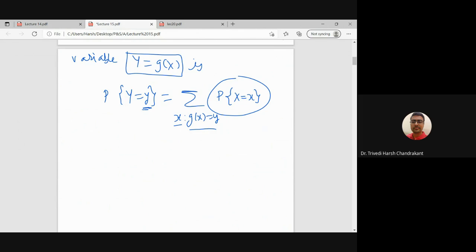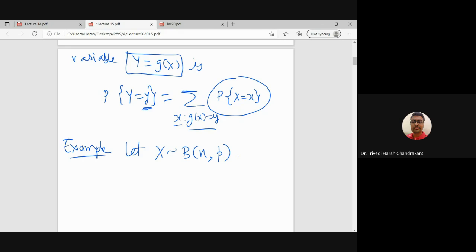So the first example is a binomial distribution. Let random variable X be the binomial distribution for n tosses, where the probability of success is p.